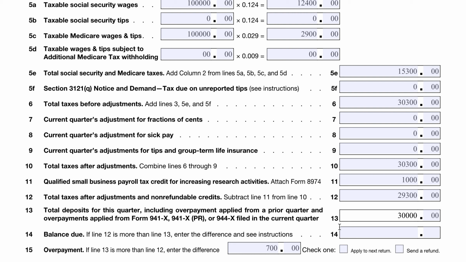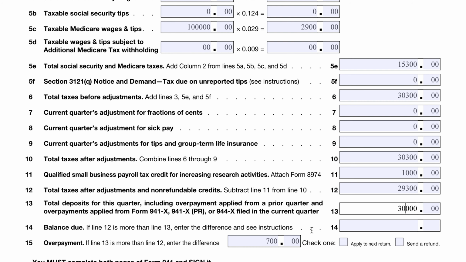So now that we have the total taxes and the total deposits, we need to calculate whether or not there's a balance due or whether there's an overpayment. So if line 12 is greater than line 13, that means you have a balance due. You would enter that amount in line 14. However, line 13 happens to be greater than line 12 in this case, so we're going to enter the difference of $700 in line 15.